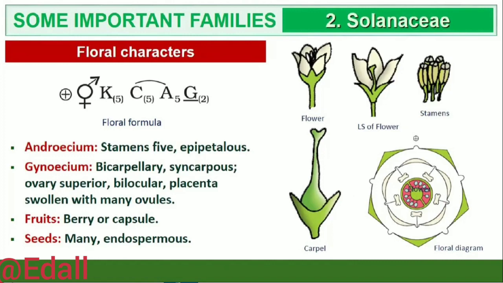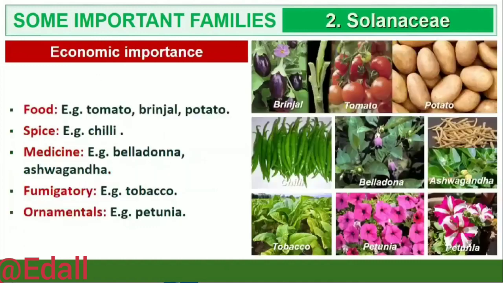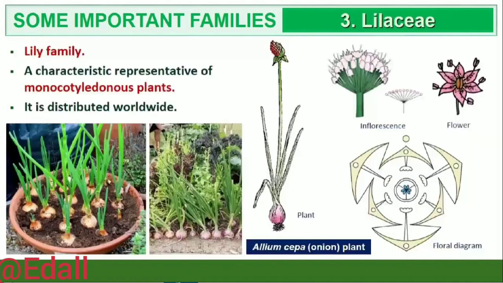Floral formula: actinomorphic, bisexual, calyx 5, corolla (5), androecium 5, superior ovary (2). Now write down the floral formula by yourself. Economic importance. Many plants belonging to this family are sources of food: tomato, brinjal, potato; spice: chili; medicine: belladonna, ashwagandha; fumigatory: tobacco; ornamentals: petunia.